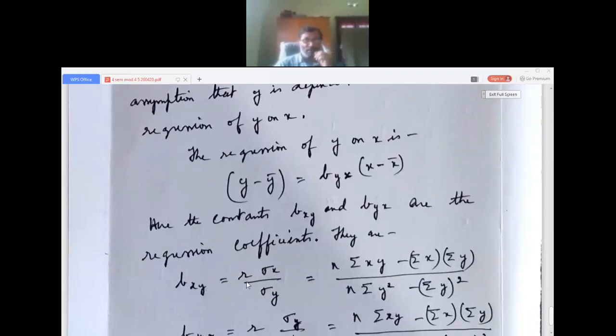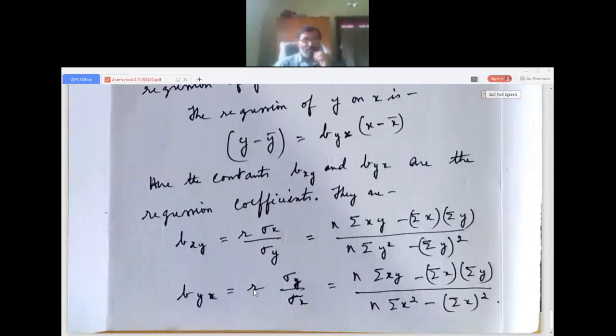The main formula is bxy equals r into sigma x by sigma y. Otherwise, if only x and y are given, use this formula. Similarly, byx is calculated as r into sigma y by sigma x, and if only x and y are given, this formula. Here sigma means standard deviation. Okay.